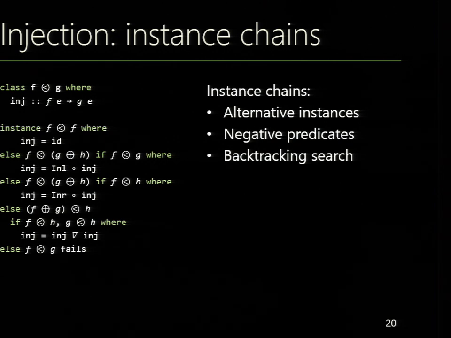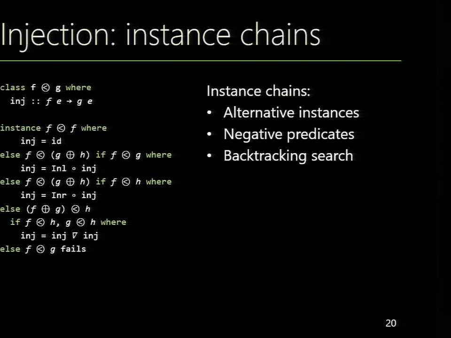Instance chains sort of give you three things. They give you this sort of chaining of instances. You can say prefer this one to that one, prefer that one to that one. They give me a notion of when things aren't true. I can say some F's are just not in some G's. And by putting these together, I can get a notion of backtracking.